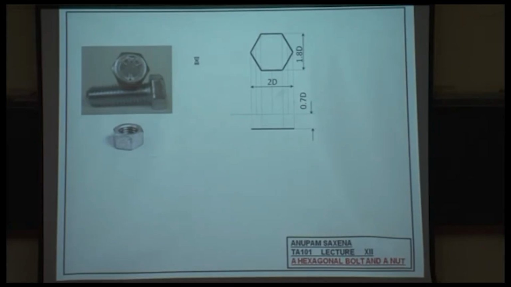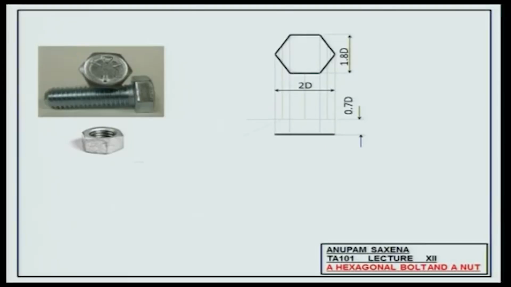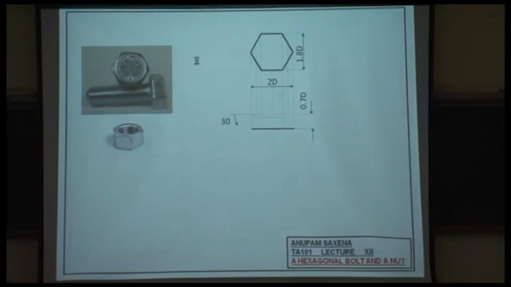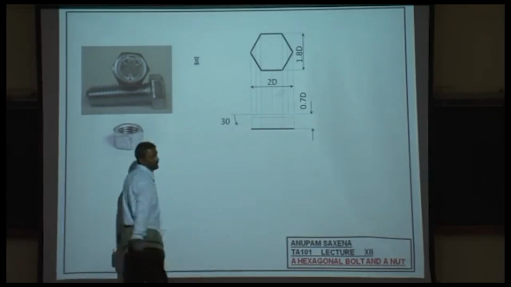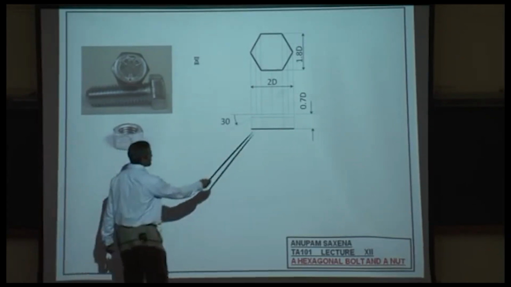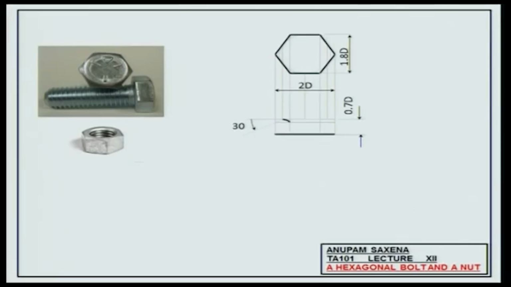This distance here is usually taken as 0.7 times D. Everything is with respect to the nominal diameter of the shank. This angle is 30 degrees. Draw horizontal lines. So you get 3 points, 1, 2, 3, 1, 2, 3, 1, 2, 3. With these 3 points in the respective rectangular regions, draw 3 arcs.